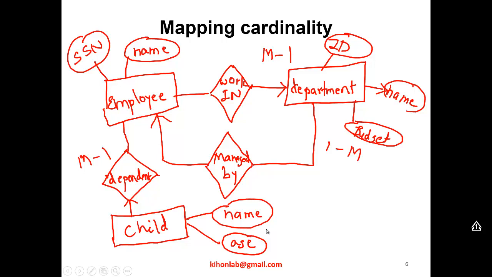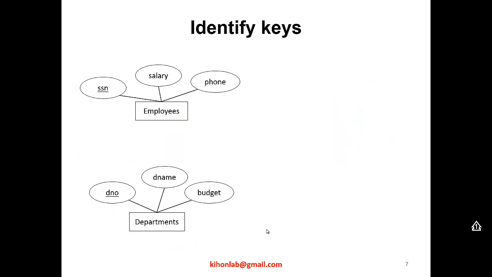This is the next step of drawing the entity relationship diagram, finding the attributes of each entity, so that the entity will be identified. Next one, identifying the keys. For employee, we have three attributes: SSN, social security number, salary and phone. How is this employee entity uniquely identified? It would be uniquely identified by social security number, because salary may be the same.